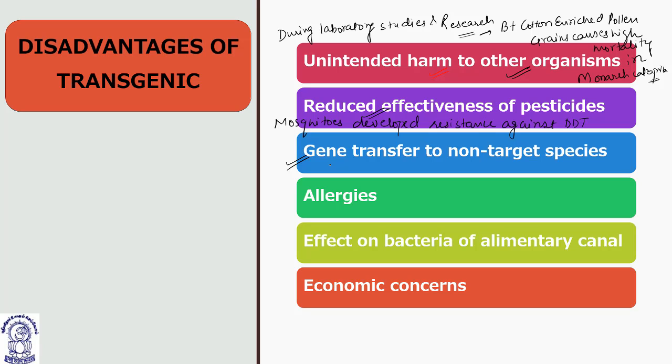Gene transfer to non-target species: there is a concern that crop plants engineered for herbicide tolerance will crossbreed, resulting in the transfer of herbicide resistant genes from the crops into the weeds. These superweeds would then become herbicide resistant as well.